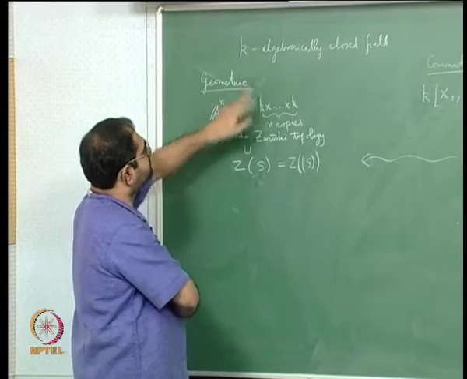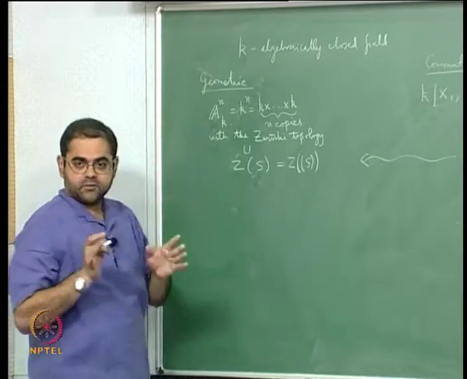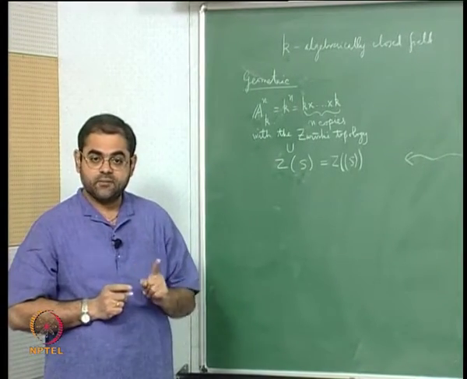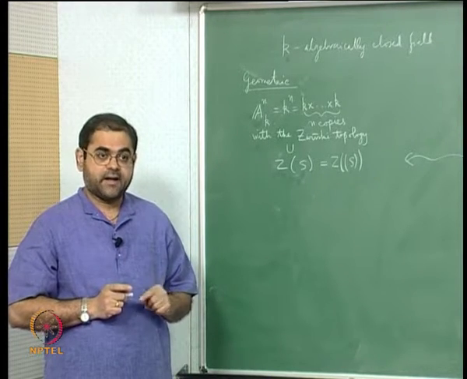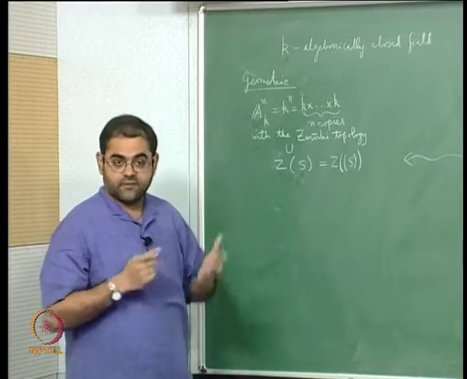So the first point, let me again recall: an algebraically closed field is a field in which if you take a polynomial in one variable over that field, and if it is non-constant, then all its zeros are there in that field, okay.